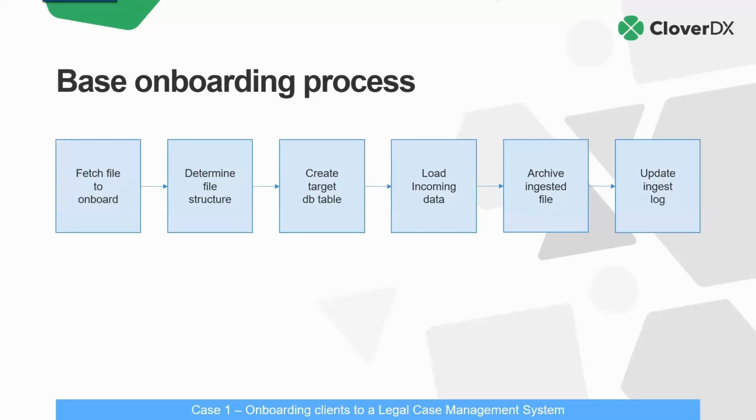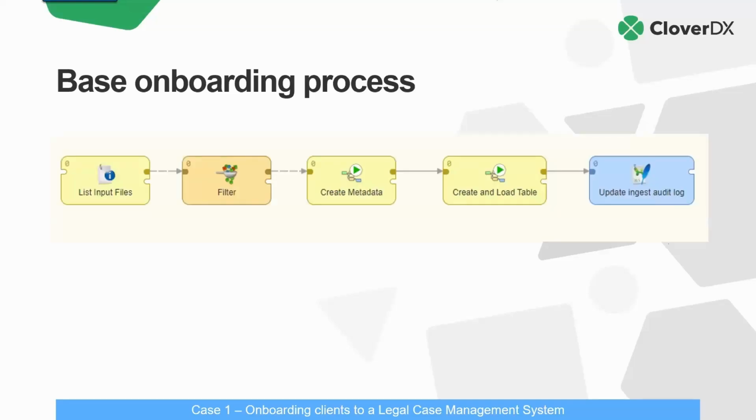So from a business flow chart, the onboarding process is fairly simple. Fetch the files that need to be onboarded, determine what their structure is, create the target table in the database, load the data, go ahead and archive that ingested file, and update some log so that we can keep track of what files were ingested. That's the base business process for this particular onboarding case.